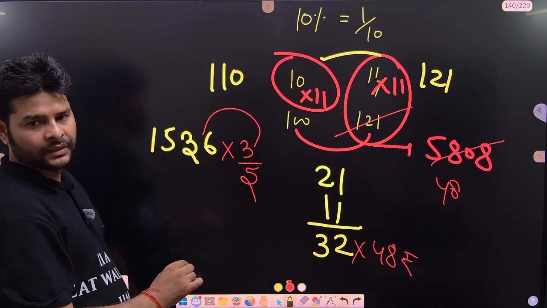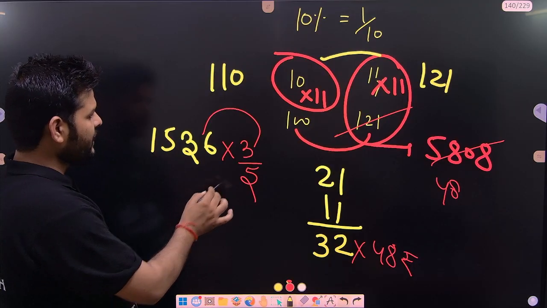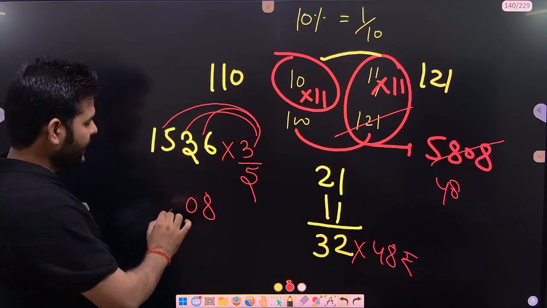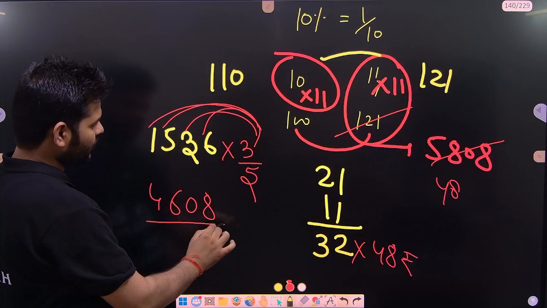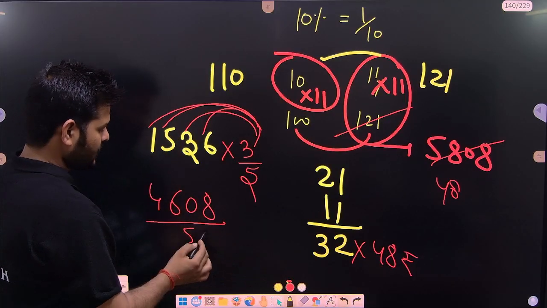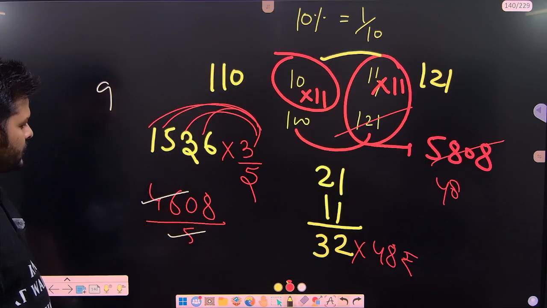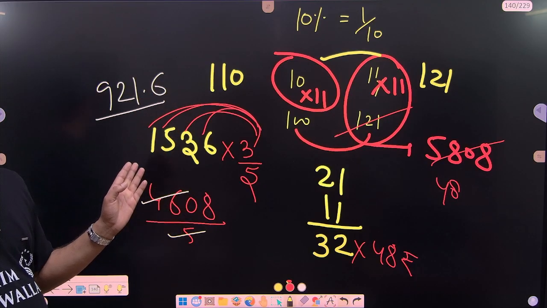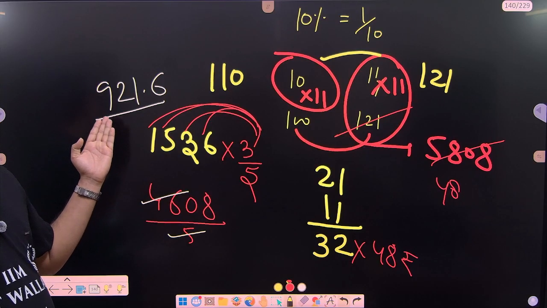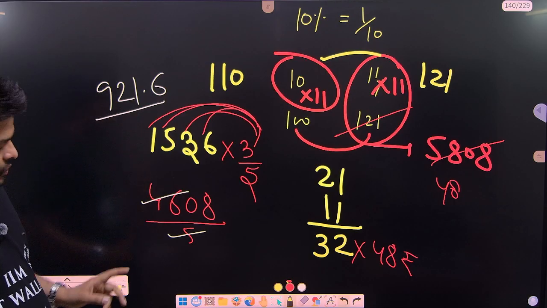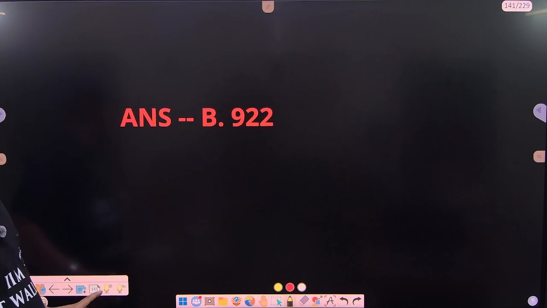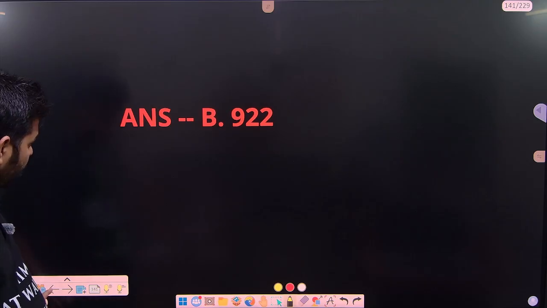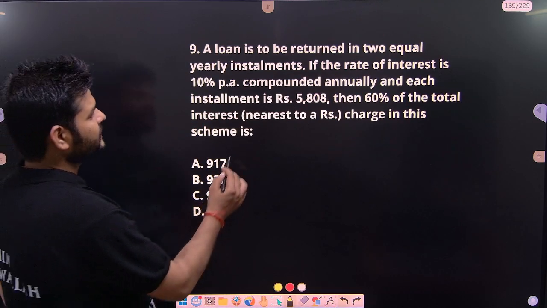3 into 8, 24... 3 into 1536, divided by 5, that comes to 921.6, or it can be said 922 basically. Approx value. We have been asked the nearest value.